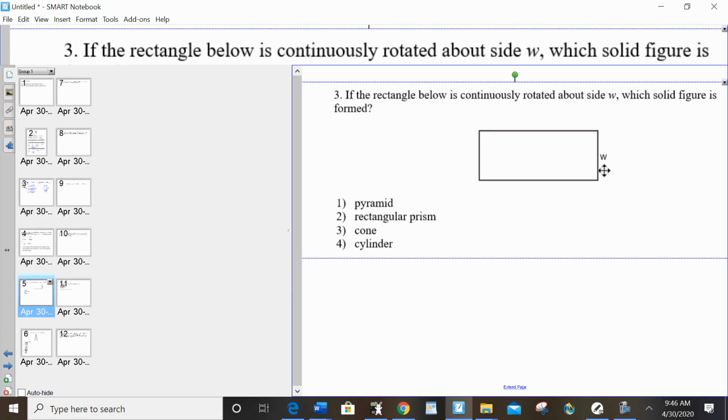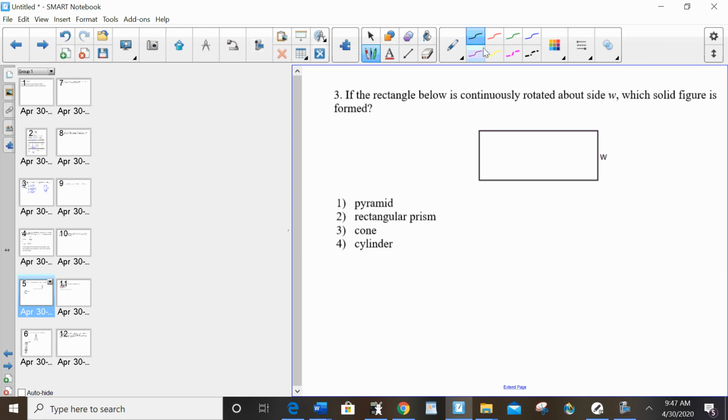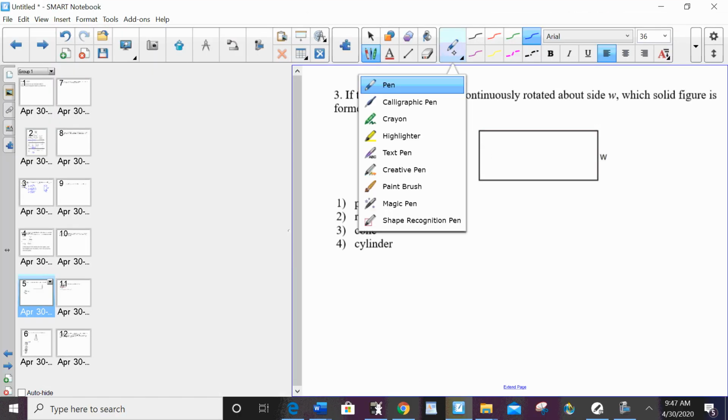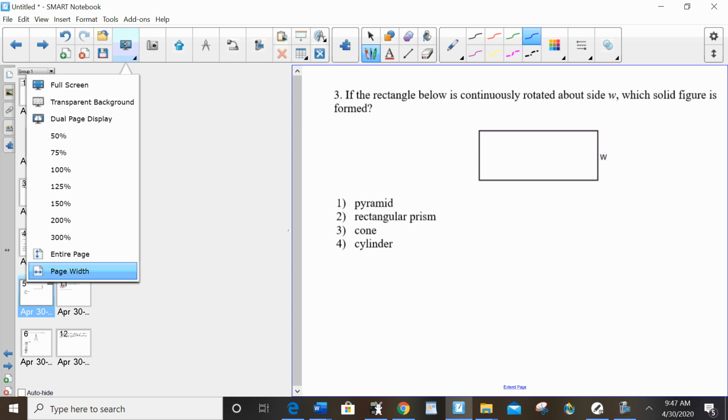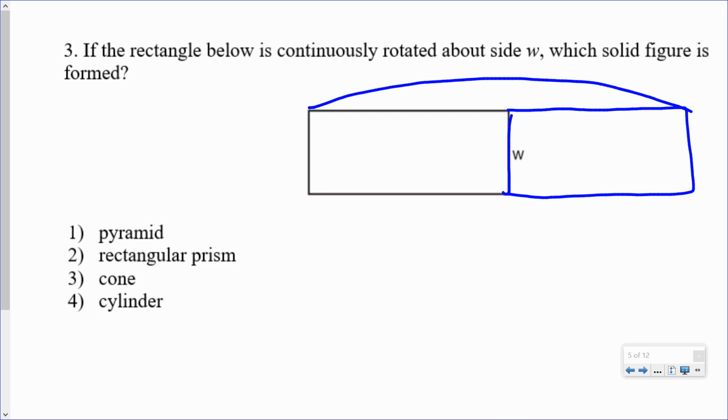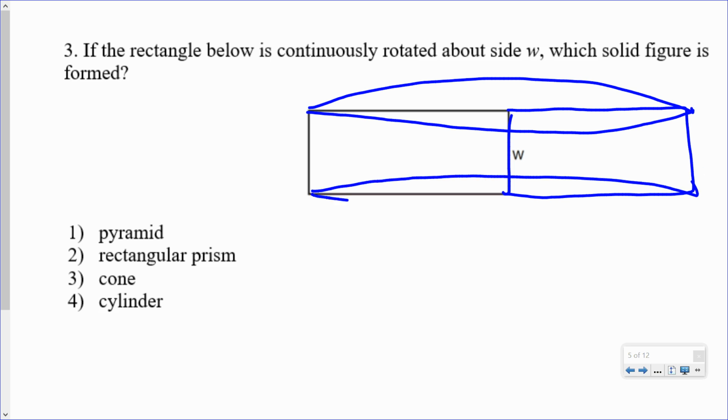All right, let's get my pen back. Let's go blue. If the rectangle below is continuously rotated about side W. So to do a 3D rotation, that didn't work out well. To do a 3D rotation, I start by reflecting in 2 dimensions. So I'm going to reflect the rectangle about side W. And then whenever I'm rotating something in 3 dimensions, it's going in a circular motion. So I connect the original and the image with curves.